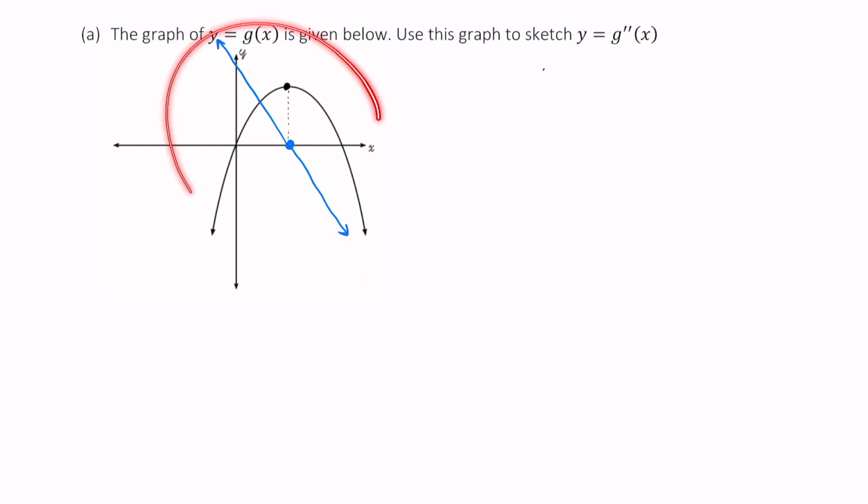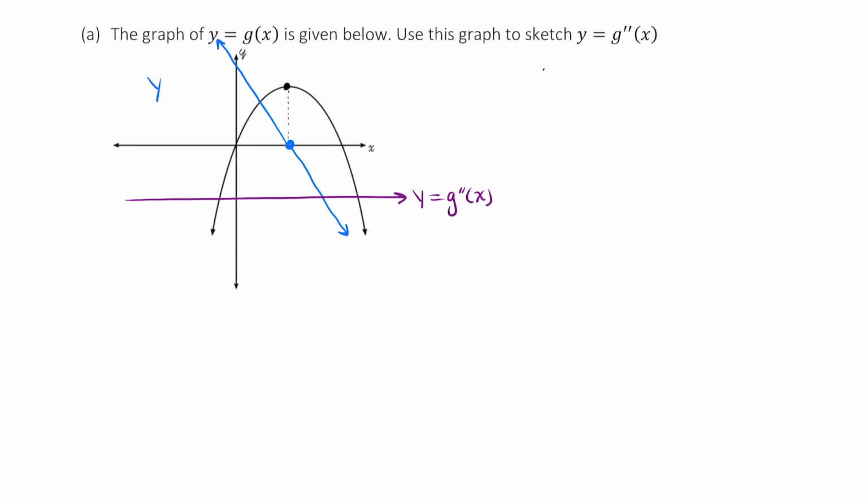Now, what is the slope of this blue line? It is negative, so our second derivative would be right here. This is y equals g double prime of x. And here we have y equals g prime of x. And of course, in black, y equals g of x. All right, let's continue.